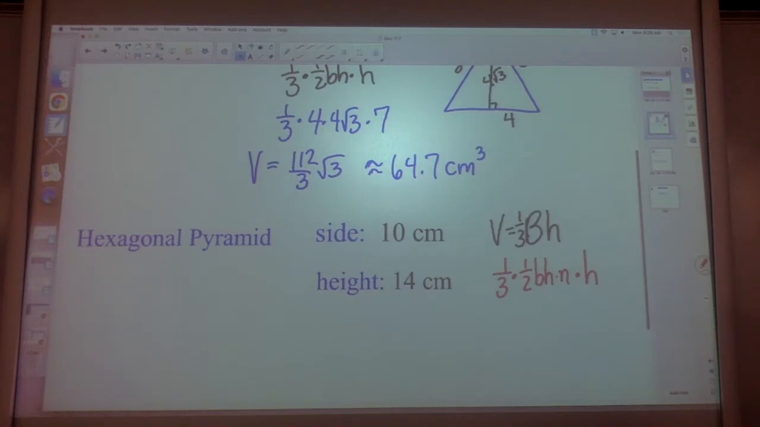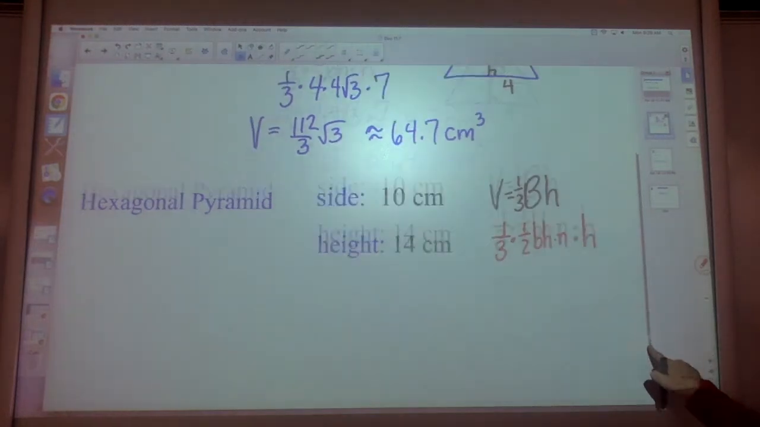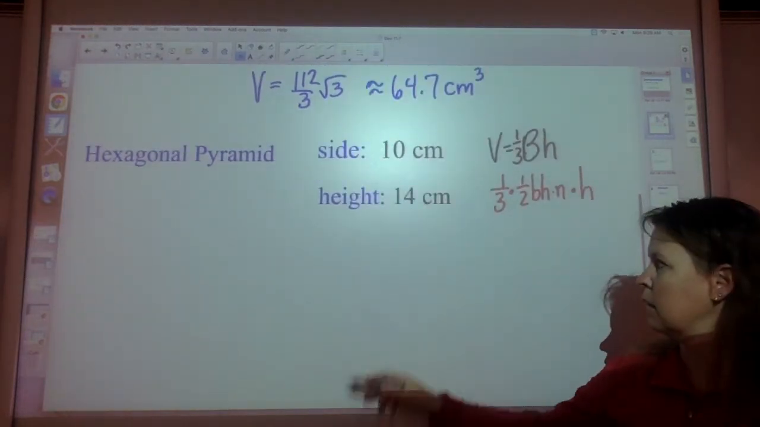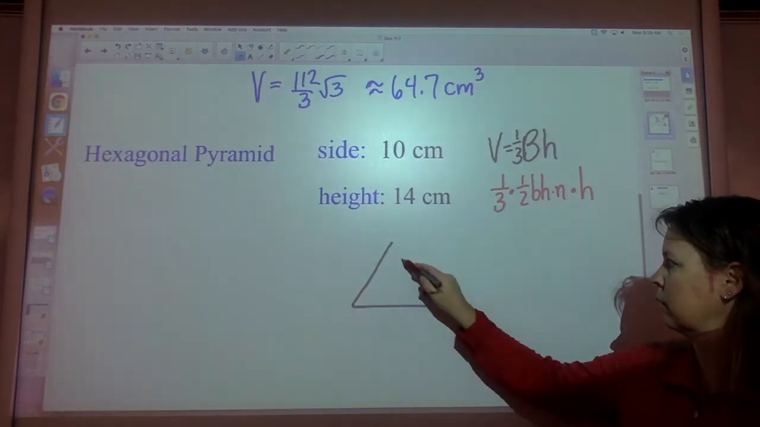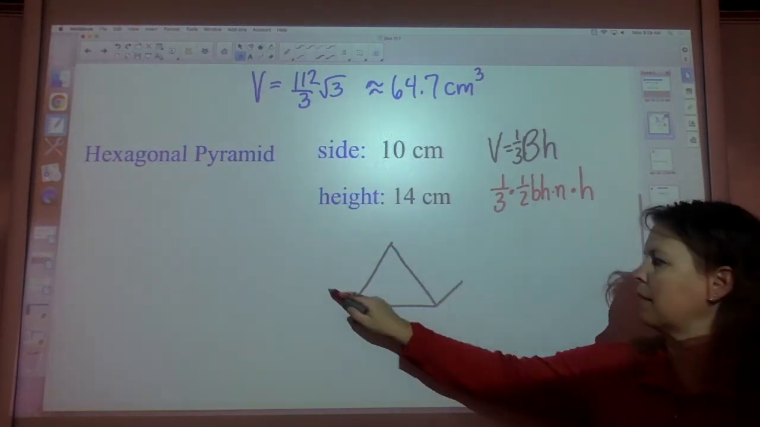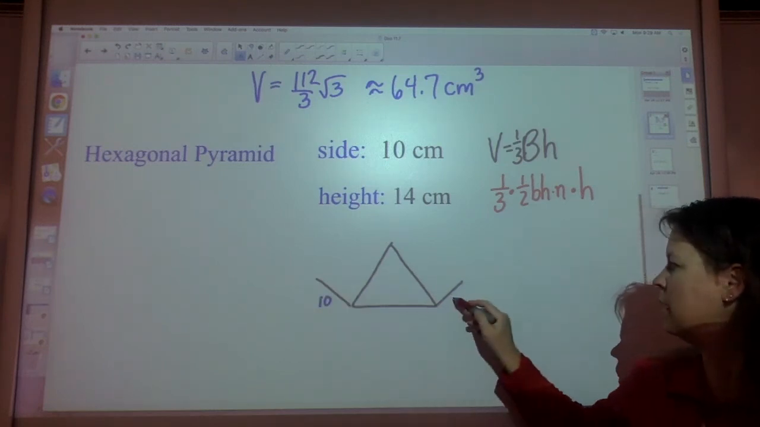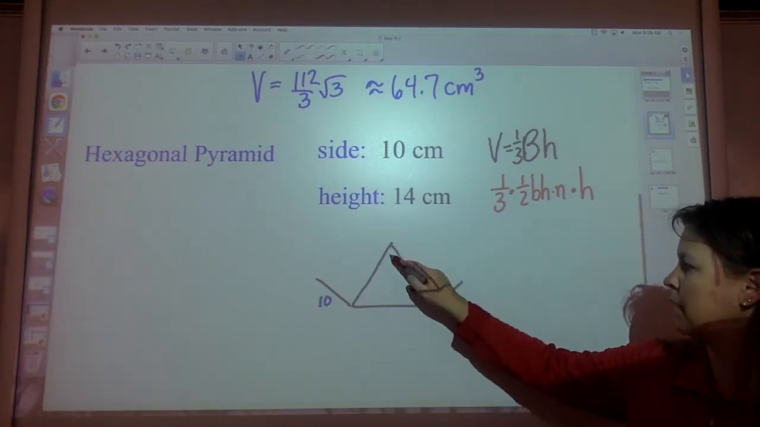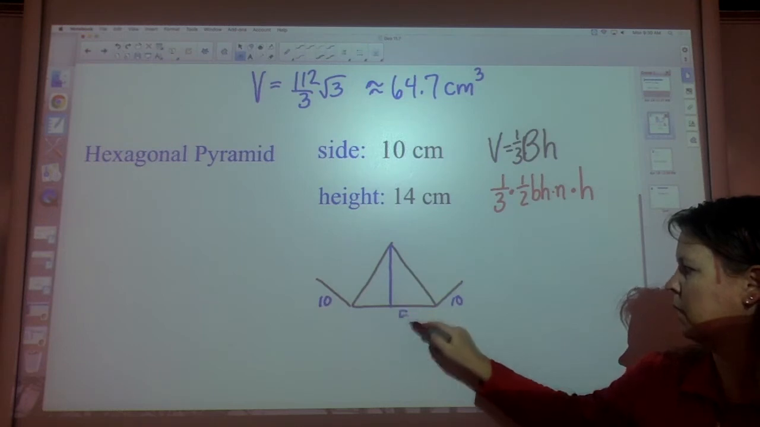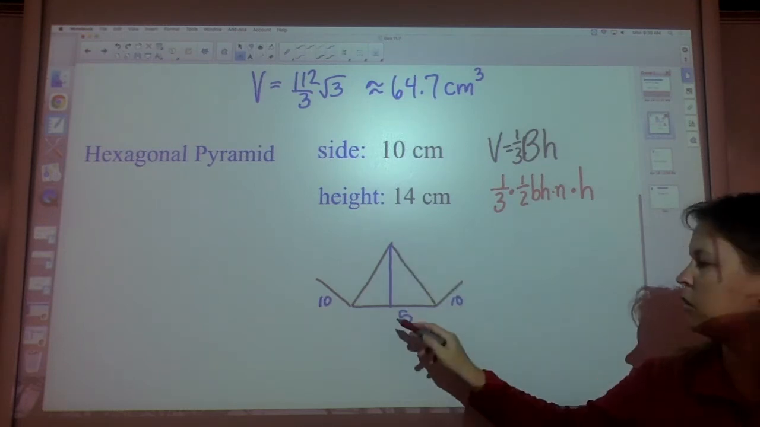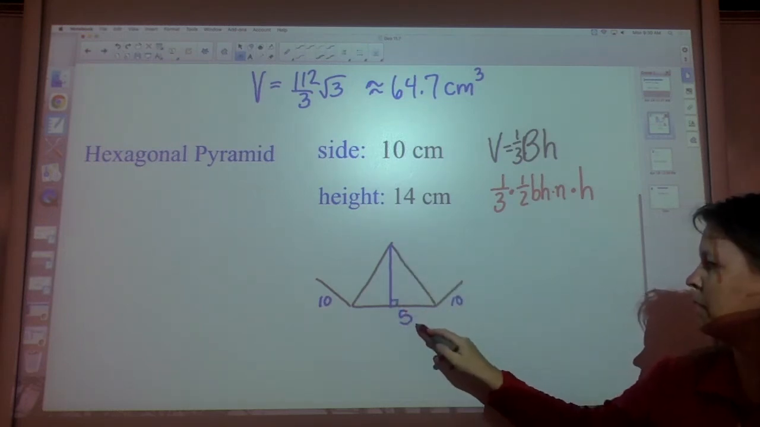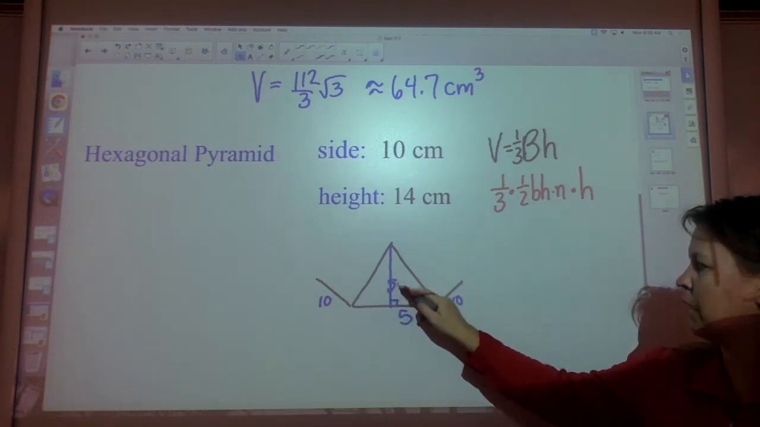All I need to draw is the triangle for the hexagon. I do not need to draw the entire hexagon. You could put pieces of it if you wanted to, knowing that these are all 10. A hexagon is made up of more 30, 60, 90 triangles. Half the base is 5. Height is 5 square root of 3.